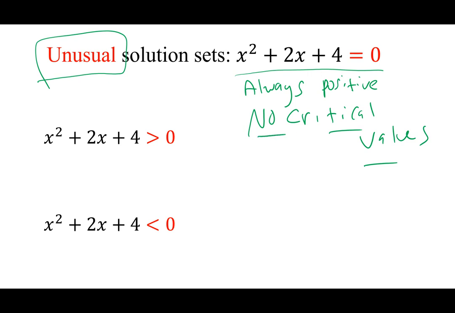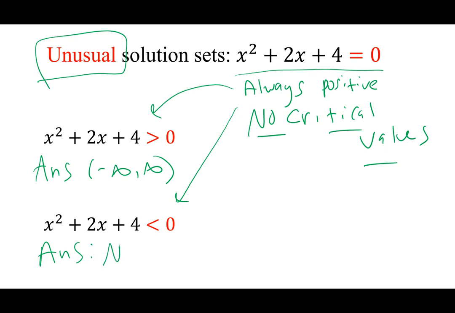So if there are no critical values, you can't actually set up a number line, but you still can answer the question. So if we deduce that this quadratic is always positive, if the question is where is this greater than 0, the answer is everywhere, which would be all real numbers. If the question is where is this less than 0, then the answer is nowhere, and you would say no solution.